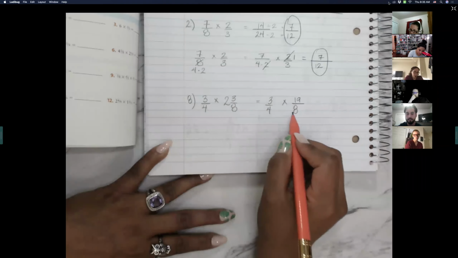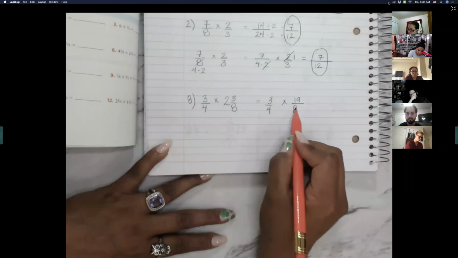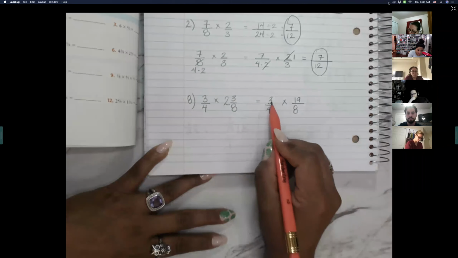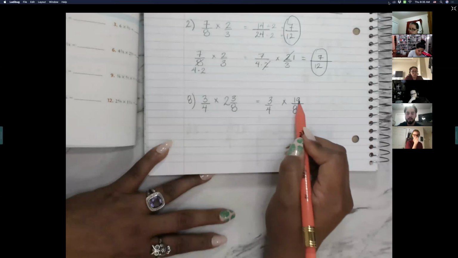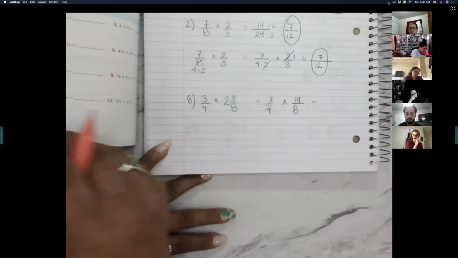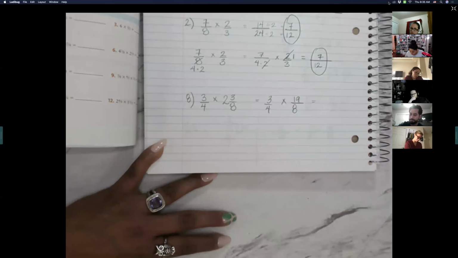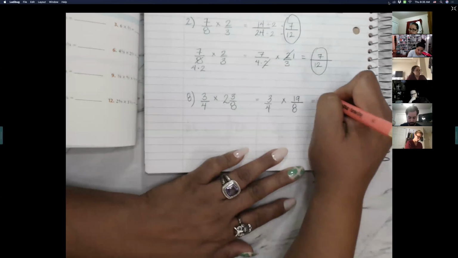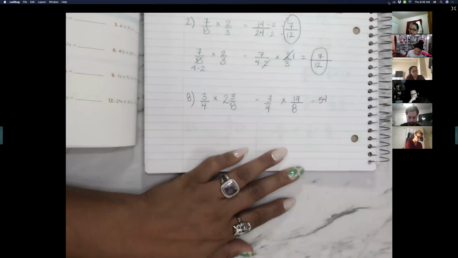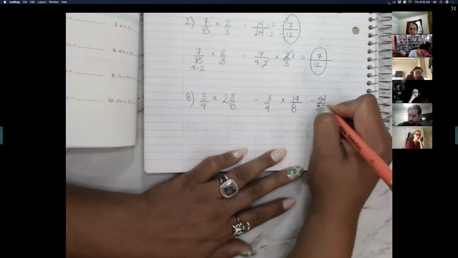Okay, so now we look at what we have. Can we reduce any of these numbers? No, because we have this funky 19 and it's a prime number. So we're just going to have to go ahead and multiply across. So 3 times 18, I don't even know what that is. I'm going to use my calculator. That's 54, divided by, then in the denominator, it's 4 times 8. That's going to be a 32.